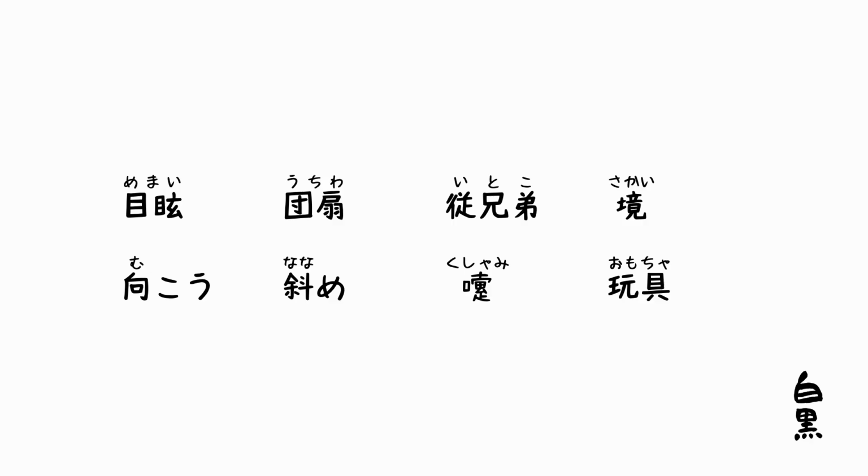Fourth, words considered as simplex nouns, like めまい、うちわ、いとこ、境、向こう、斜め、くしゃみ、おもちゃ. And finally, compound nouns, like 子猫、中身、月日、雨戸、垣根、花屋.